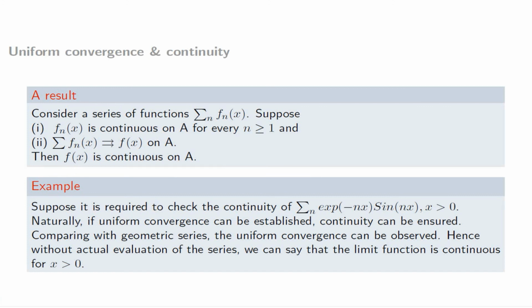So next we shall discuss uniform convergence of a series of functions and continuity, the role of continuity. Consider a series of functions summation f n x. Suppose f n x is continuous on A for every n greater than or equal to 1, and summation f n x converges uniformly to f x on A. Then f x is also continuous on A. So continuity of the limit function is just a consequence of uniform convergence of the series.